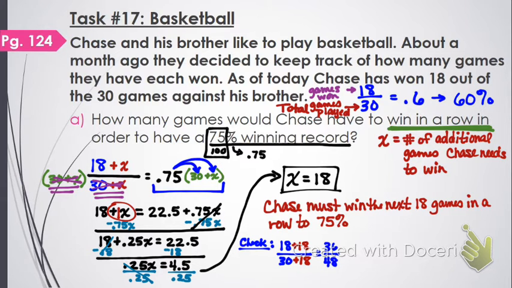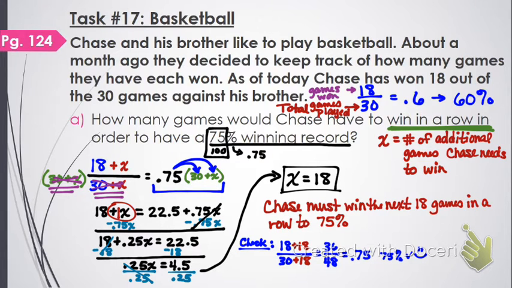Min, can you divide that for me to check, 36 divided by 48? 0.75. Does that mean we're right or wrong? We are right. That is 75%. So this checks out.